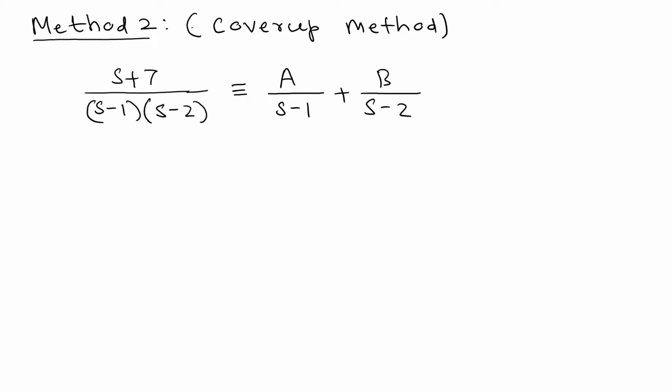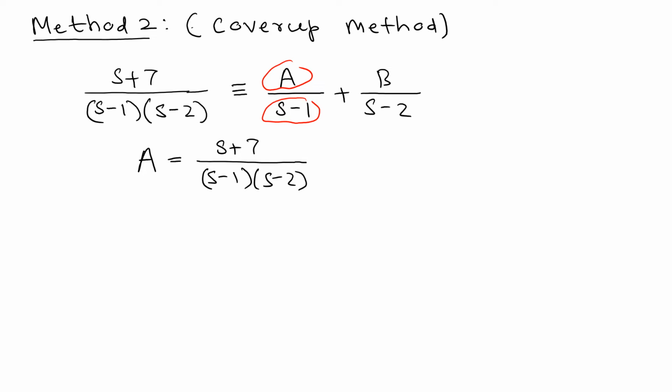If you want to find a, what we're going to do is cover up the term in the denominator. So a is equal to, we look at what is on the left side, which is s plus 7 over s minus 1 times s minus 2. We ignore the s minus 1 term, cut it off, cover it up. Then for the rest of the term, we plug in s equal 1, which makes that term 0. That's the coverup method.